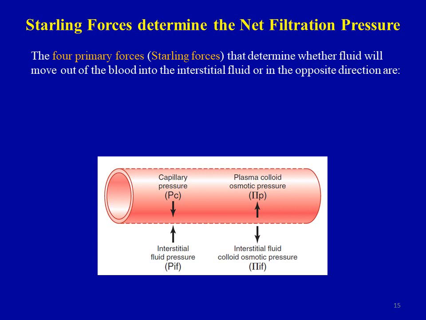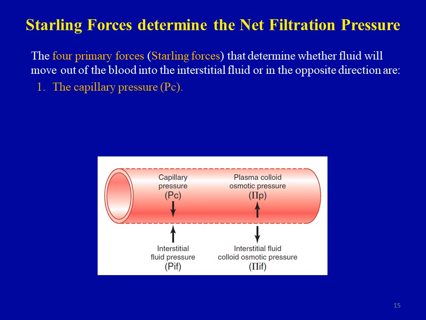Now let's remember the four Starling forces that determine the net filtration pressure, and let's see how a change in one of these forces will result in the symptoms and signs of heart failure. As you remember, we have four primary forces. We call them the Starling forces that determine whether the fluid will move out of the blood into the interstitial fluid in the process of filtration, or in the opposite direction, or what we call reabsorption.